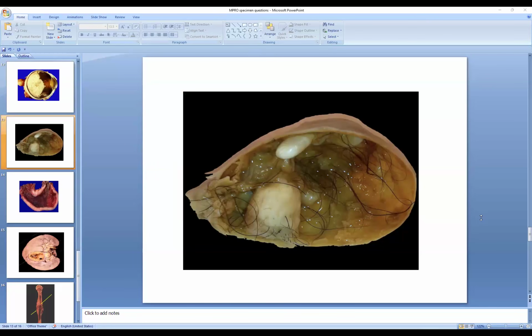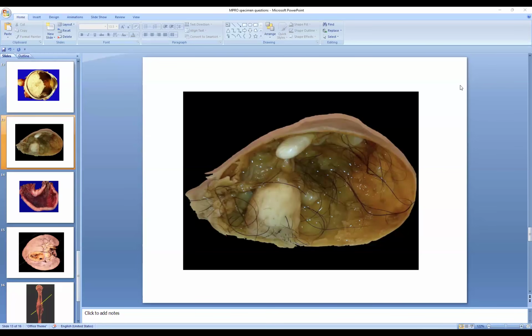Sir, when you can identify tissues originating from the three germ layers, ectoderm, mesoderm, endoderm, then you can call it a mature teratoma. Yes, sir.